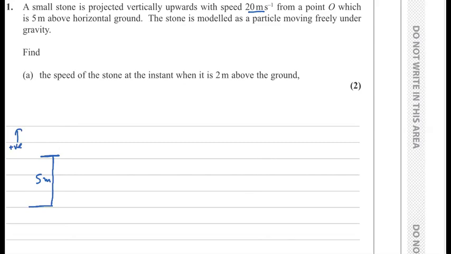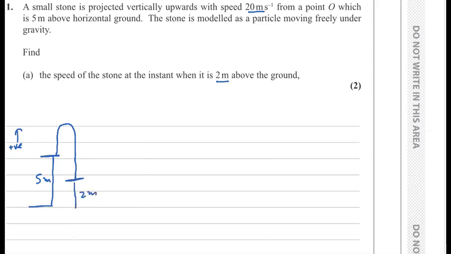The particle is projected with the speed of 20 meters per second. The stone is modeled as a particle moving freely under gravity. So we have to find the speed of the stone at an instant when it is 2 meters above the ground. What will happen when it is projected from here? It will go up to maximum height and then will come back. So when it is 2 meters above the ground, we have to find the speed at that instant.